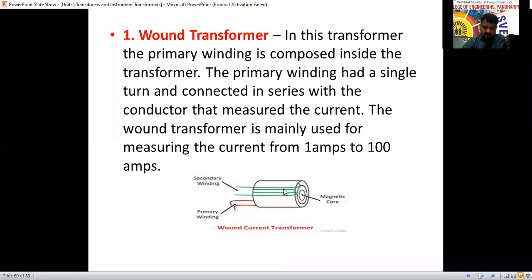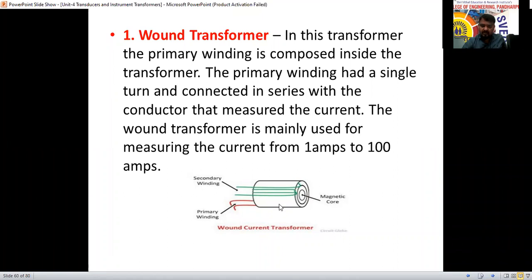See here, this is the wound type current transformer. In the upper circuit, we have provided two terminals for the primary winding and two terminals for the secondary winding. We have used a magnetic core. In this transformer, the primary winding is inside the transformer. The primary winding has a single turn and is connected in series with the conductor whose current is to be measured.